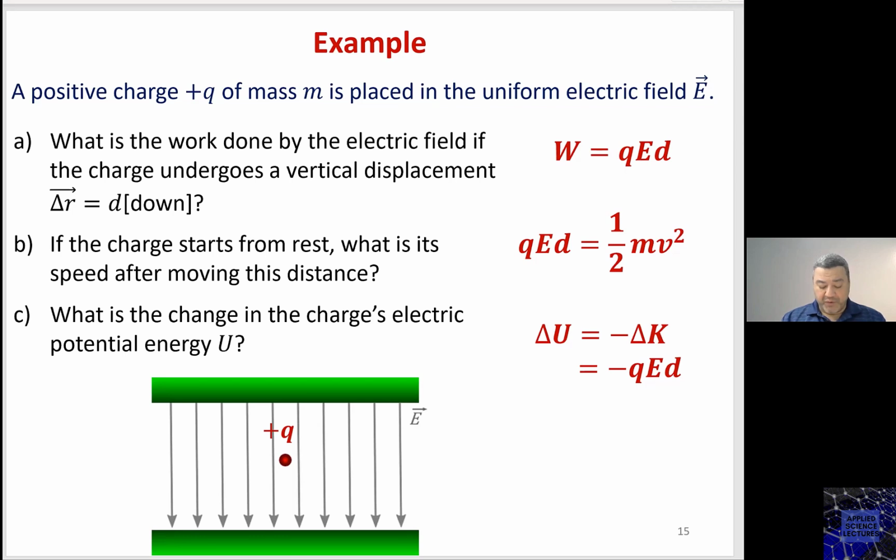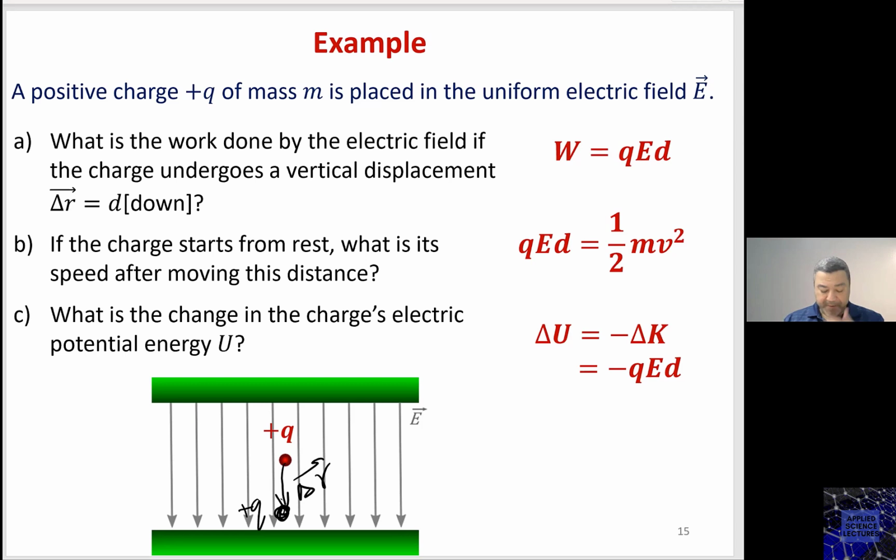Okay, so if we have this positive charge that has a mass m placed in this uniform electric field, what is the work done by the electric field if the charge undergoes a vertical displacement delta r down? So let's look at this charge. This charge is moving delta r down this way.